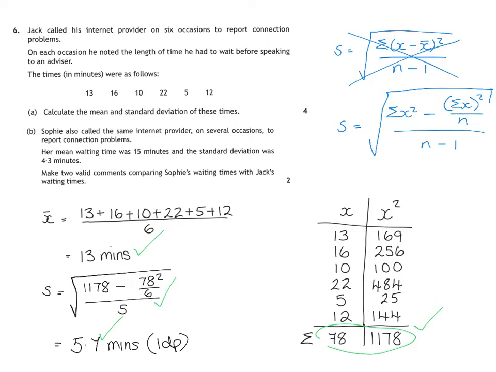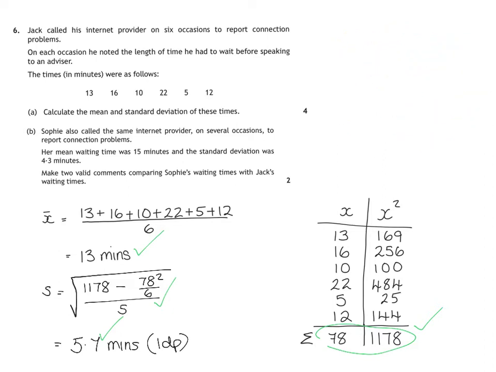Right, so part B says Sophie also calls the same provider, and her mean time is 15 and the standard deviation was 4.3. So we need to make 2 valid comparisons between the 2 waiting times. So I've just, as you've seen, rubbed that out over there so we can put part B up here.